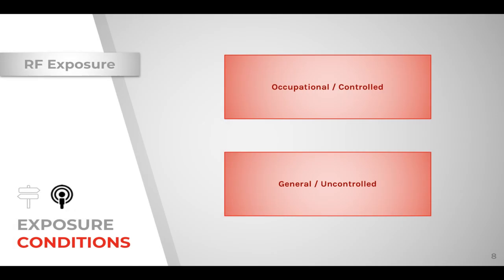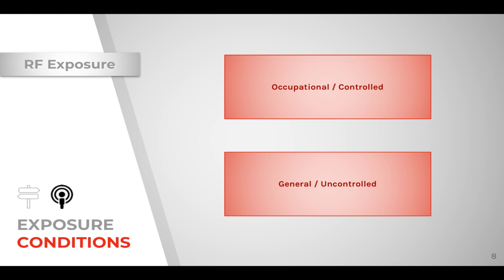The next concept we should be familiar with is exposure conditions. In the previous slide we talked about the operating conditions of the EUT, or the device. Now we're talking about the exposure conditions of the human body. The two are occupational and controlled, or general and uncontrolled. Occupational controlled means that it's work related.